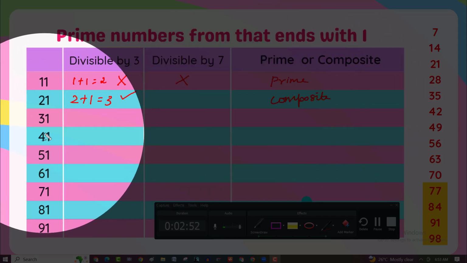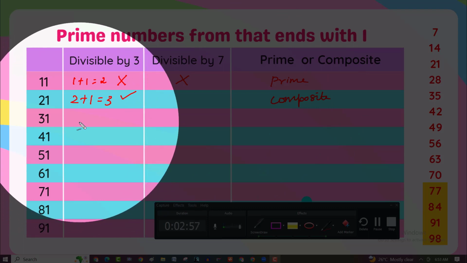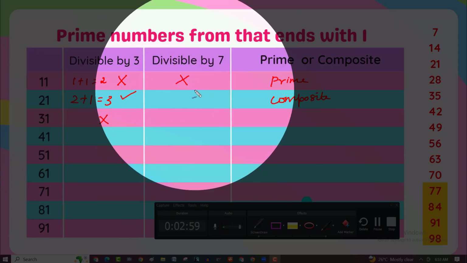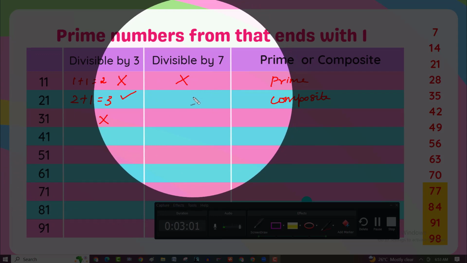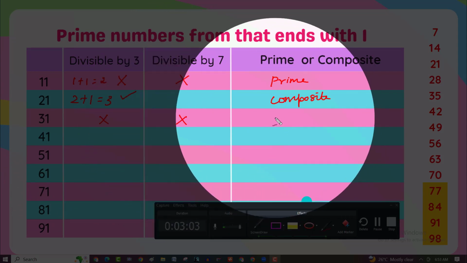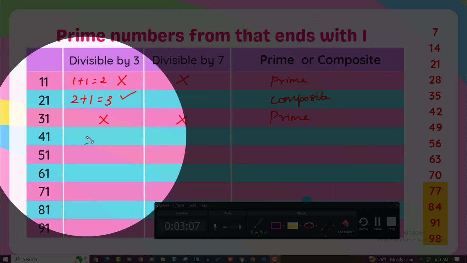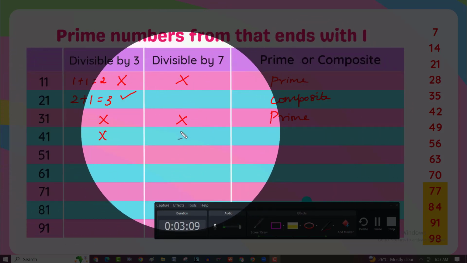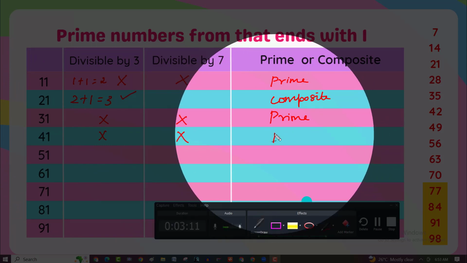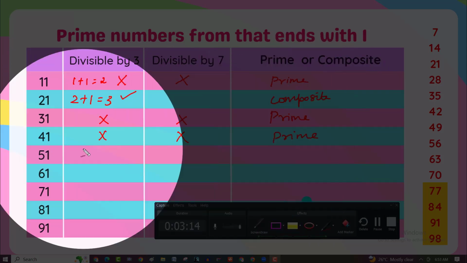Yes, same way 31. You just do it in your mind, okay? 31. 3 plus 1 is 4. So it is not divisible by 3, and check that divisibility table for 7. No, it is not. So obviously it is prime. Whether it is easy? 41. 4 plus 1 is 5. It is not, and it is not coming in 7th table. So it is prime. Same way 51.